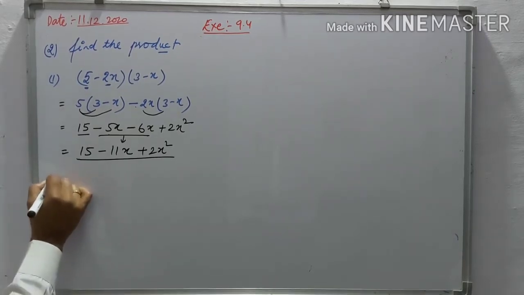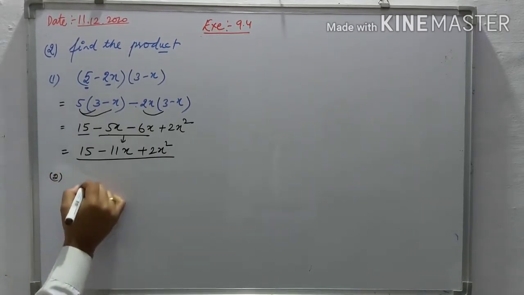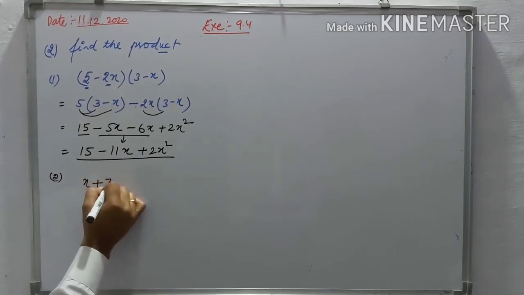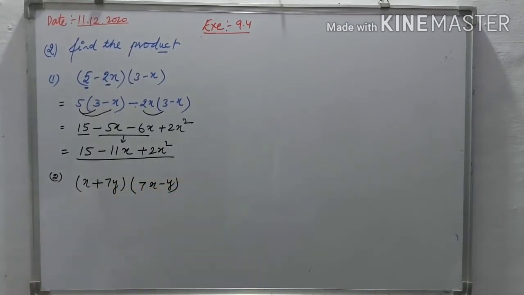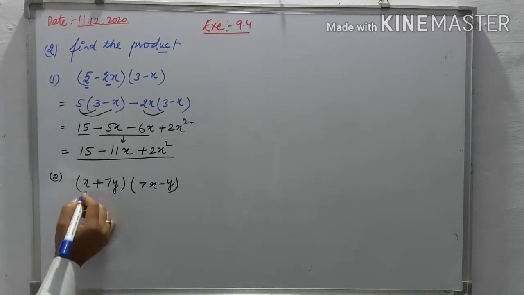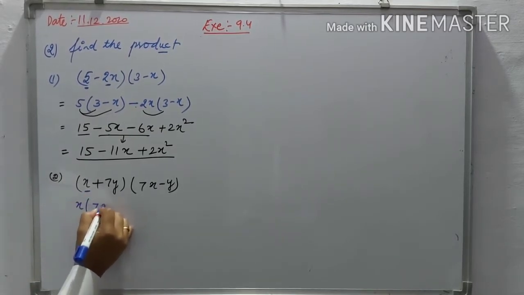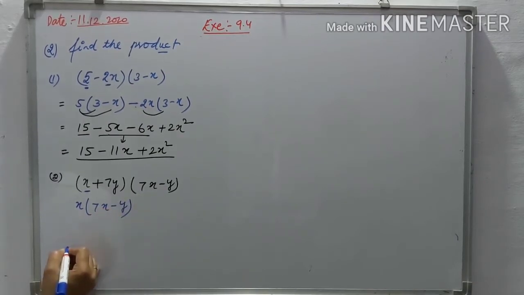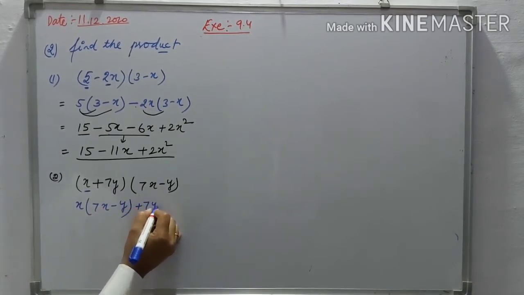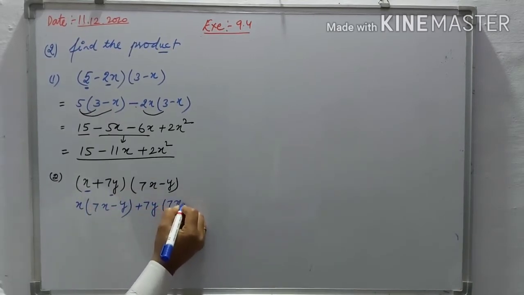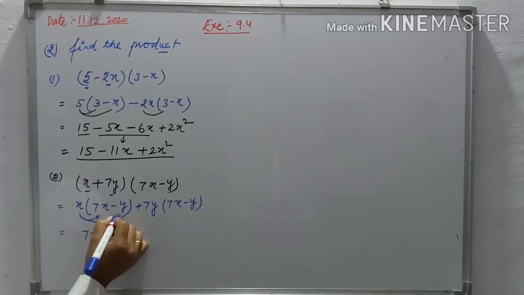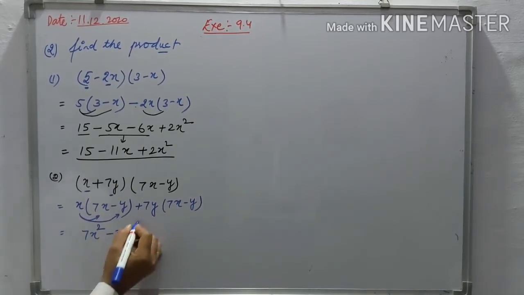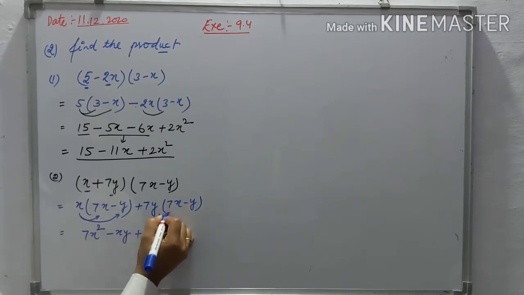Now here's the second question. The first is (x + 7y) and the next is (7x - y). Okay, same method. The first term is x, second bracket minus y. Plus 7y is the second term, and second bracket is 7x.